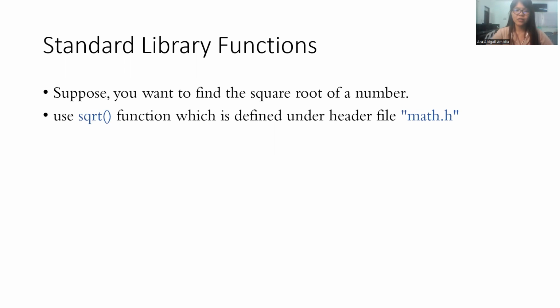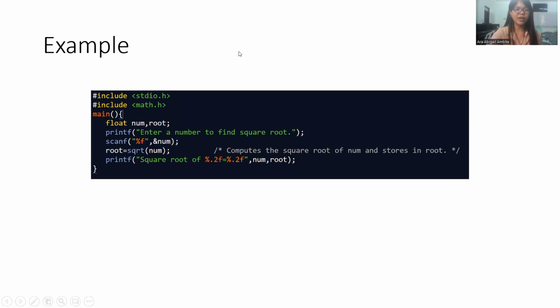One predefined function in C that you can use is the square root function. It is defined under the header file called math.h. So if you want to use the square root function, you just have to include this math.h header, like how you include the stdio.h header file for your input and output tasks. Okay, so here's an example.